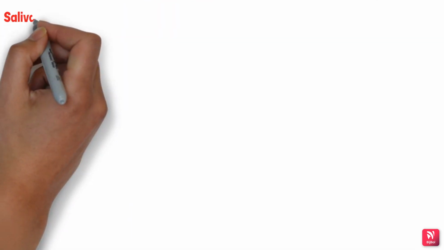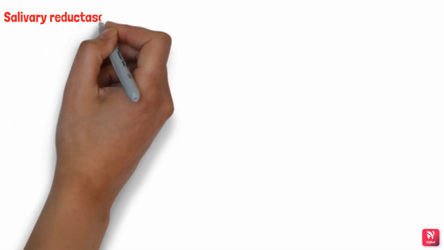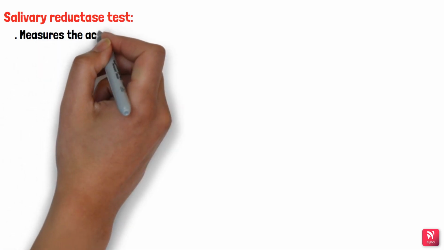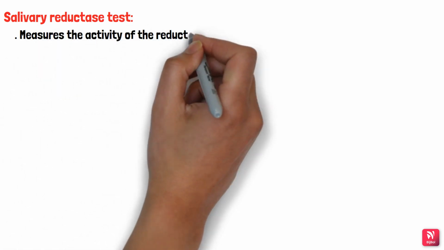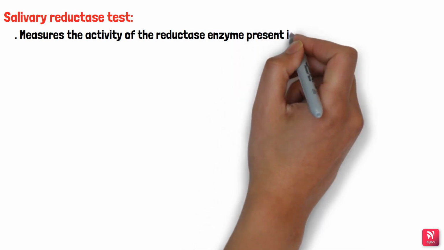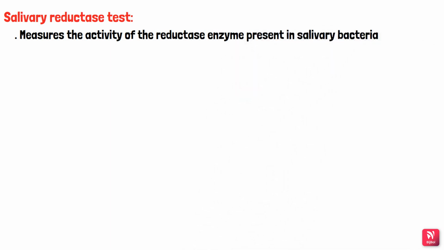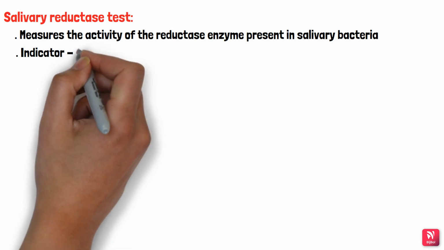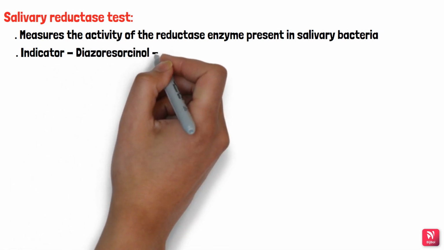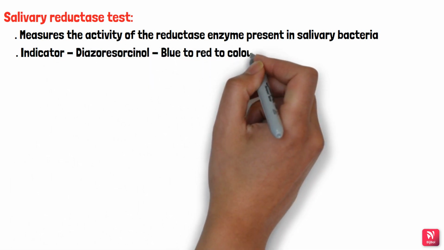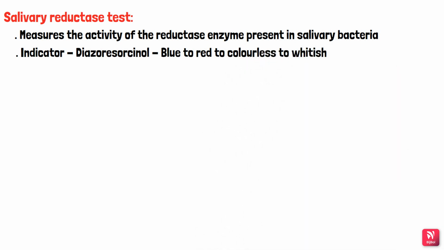And the next and last caries activity test is the salivary reductase test. Here we will measure the activity of the reductase enzyme which is present in the salivary bacteria. The indicator we use is diazoresorcinol, which changes color from blue to red to colorless or whitish on reduction by mixed salivary flora.